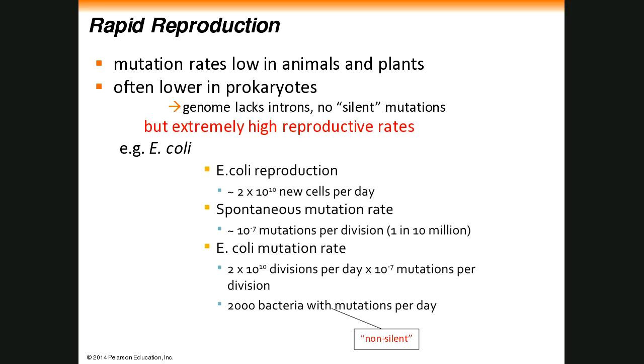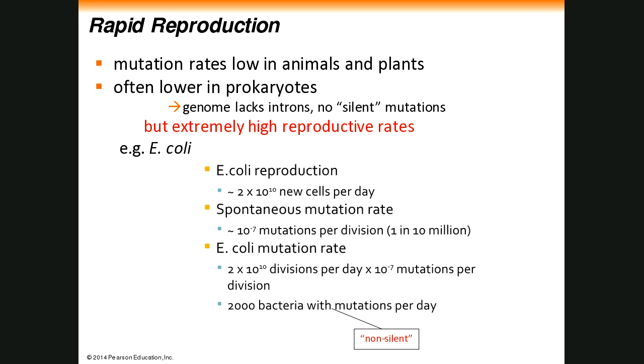Rapid reproduction, right? Now, mutation rates in animals and plants are low, and I know that some insects are crazy and have hundreds or thousands and all that sort of stuff. These mutation rates in prokaryotes are often lower, which seems counterintuitive, right? If mutation rates in animals and plants are low, and often lower in some prokaryotes, why is it that prokaryotes can take advantage of rapid reproduction to get variation and we cannot?